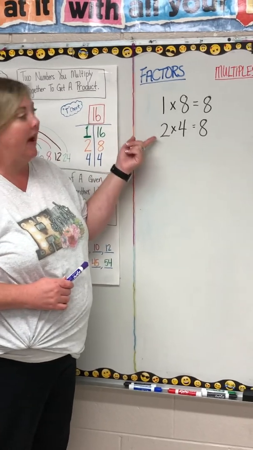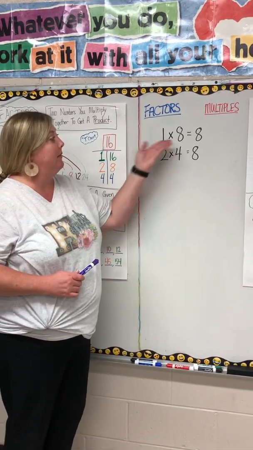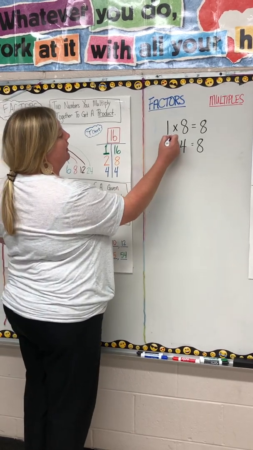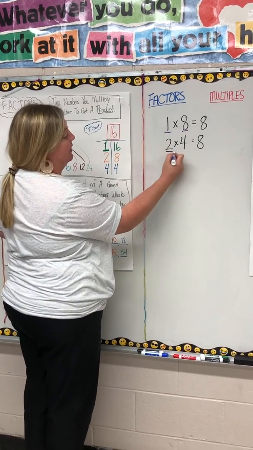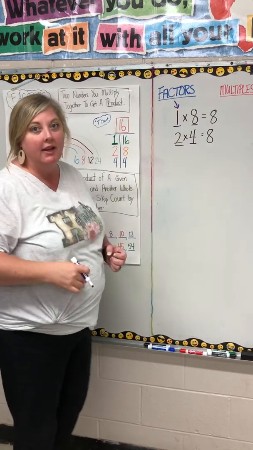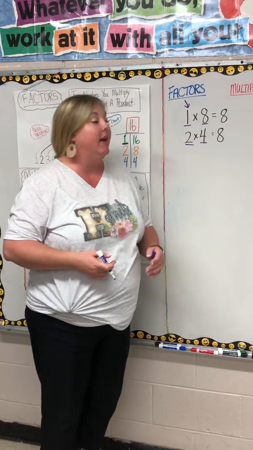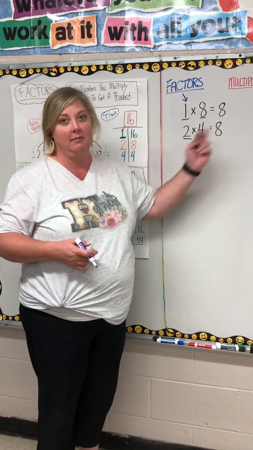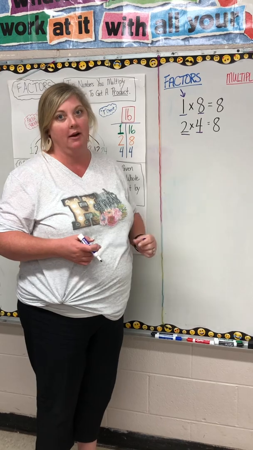I've come up with two facts that equal 8. 1 times 8 and 2 times 4. Now, if we look at 1 and 8 and 2 and 4, these are called factors of 8. They're the facts that make up 8. And sometimes they get called a factor pair because there's two factors that make up 8. And this is a factor pair.